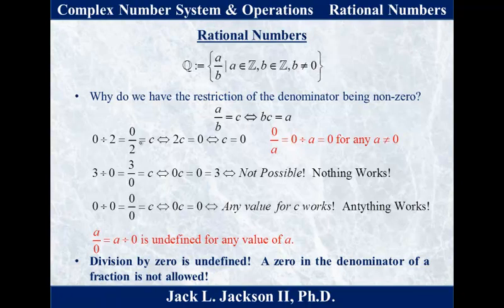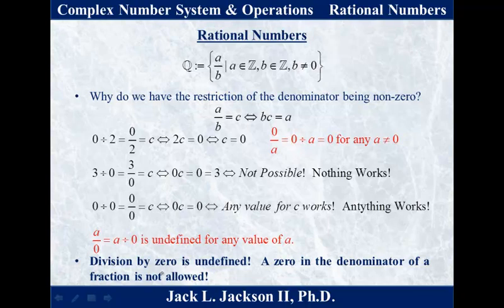So it does work. That's just fine. So 0 divided by any number is 0. 0 over any number is 0. As long as the denominator is not 0, that's going to be just fine, and it's going to be one answer. But what if we put a 0 in the denominator?